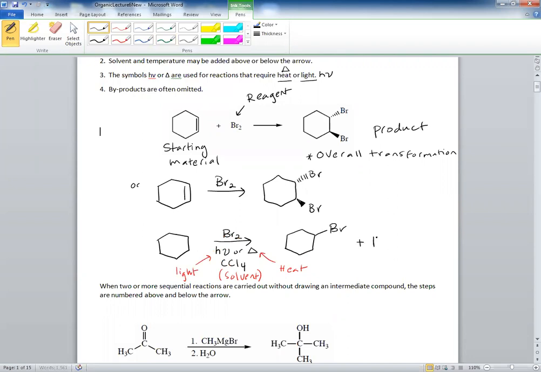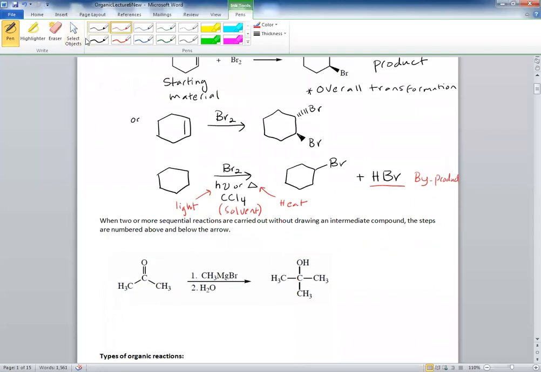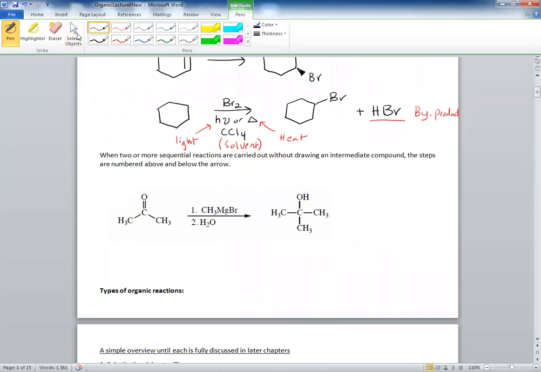Now, this is what I mean by the byproduct. This right here is the byproduct, or the side product. Usually it's omitted, it's not included. There's another way of drawing a reaction.